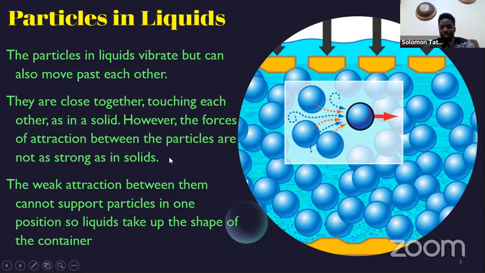So yeah, those are the properties of liquids. As you can see here, their movement, they can move over one another, all right? They are closely packed, but not as in solids, so they have some spaces in between them. And the forces of attraction are also not that strong. So the other reason why liquids can flow is because the molecules in there can move over one another. So that facilitates their flowing, or the reason why they flow.